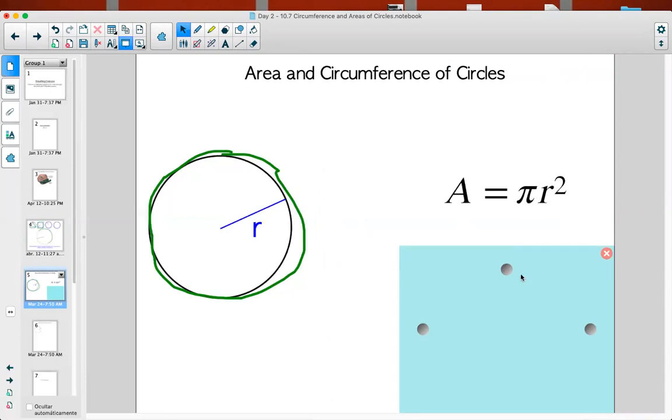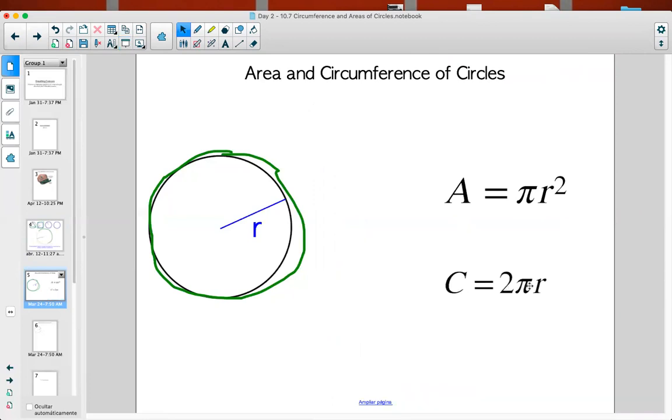And so this is what the formula is. We take 2 times pi, and now you know where that came from, or the 2, and then times the radius. So the radius is, again, from the center to the circumference. So hopefully that gives you an idea of where area and circumference come from.